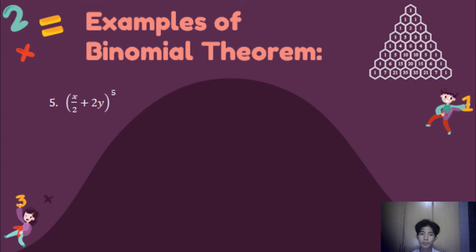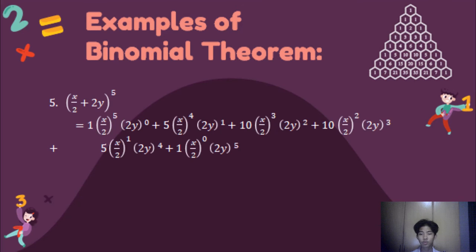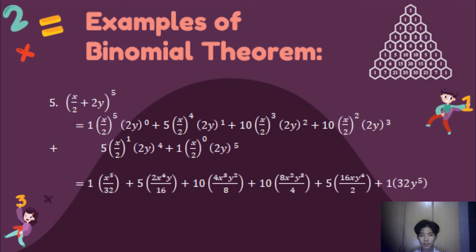So for our last example, we have a fraction in our binomial, which is x over 2 plus 2y raised to 5. We'll also use the same method, but we have a fraction. So it will be 1 quantity x over 2 raised to 5 times 2y raised to 0 plus 5 quantity x over 2 raised to 4 times 2y raised to 1 plus 10 quantity x over 2 raised to 3 times 2y squared plus 10 quantity x over 2 squared times 2y cubed plus 5 quantity x over 2 times 2y raised to 4 plus 1 quantity x over 2 raised to 0 times 2y raised to 5.